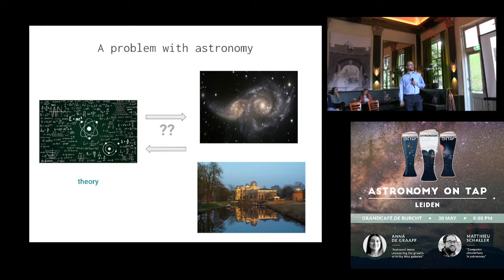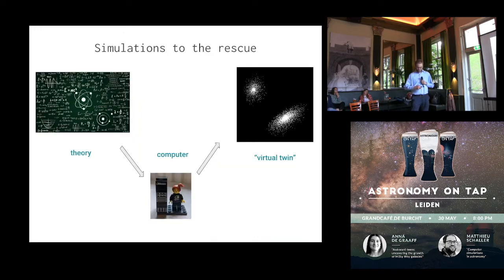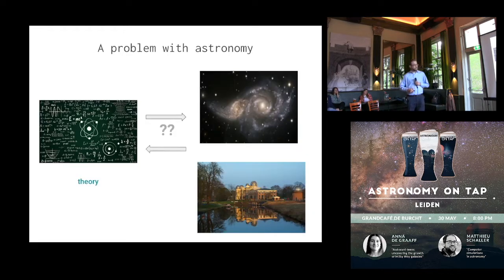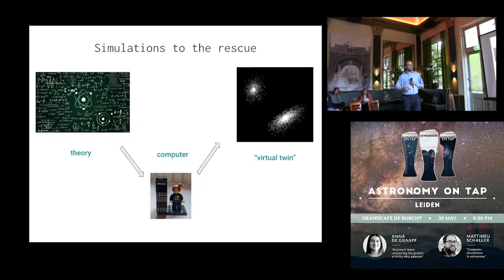So what we do instead is that we have our computer scientist here, and what does she do? Well, she takes a bit of theory, she puts it in the computer, and then out comes a virtual universe, or a virtual set of stars. You could have a virtual solar system, a virtual moon, a virtual set of galaxies, or anything like that.